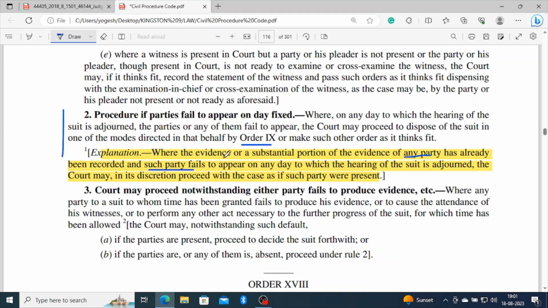This is an explanation where evidence or a substantial part of the evidence of any party has been recorded, and such party fails to appear on any date to which the suit is adjourned. So there we can see two parts. The court may, in its discretion, proceed with the case as if such party was present. The court has analyzed this explanation and held in this judgment that this "any party" corresponds to that party which was given an opportunity to lead their evidence but unfortunately could not appear. So this relates to that party only, not to the opposite side.